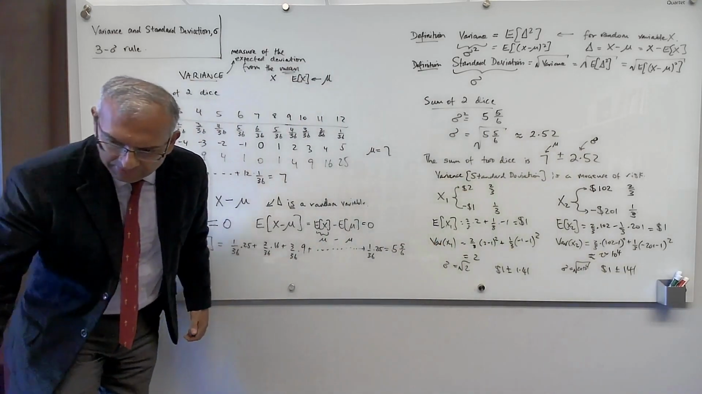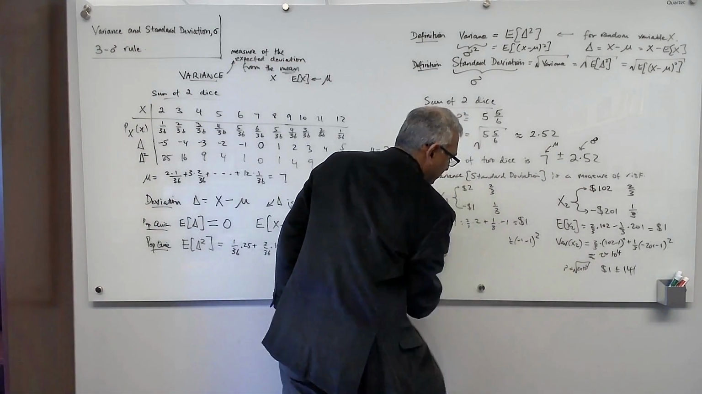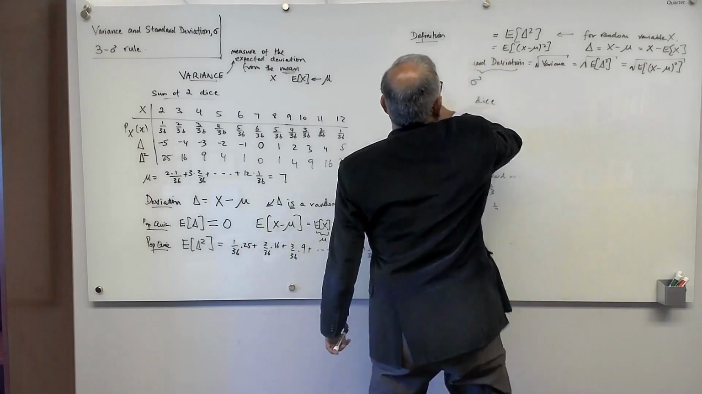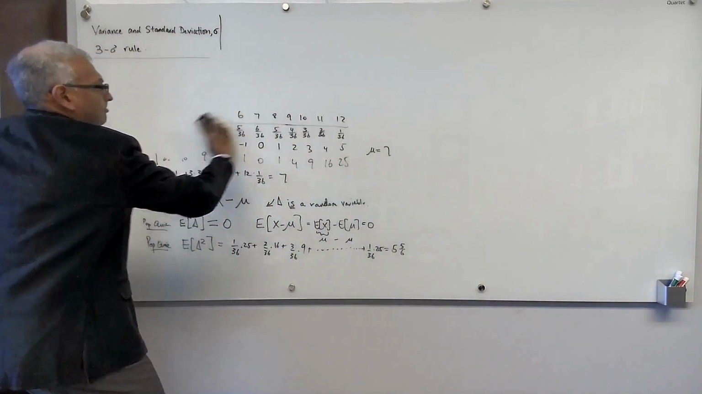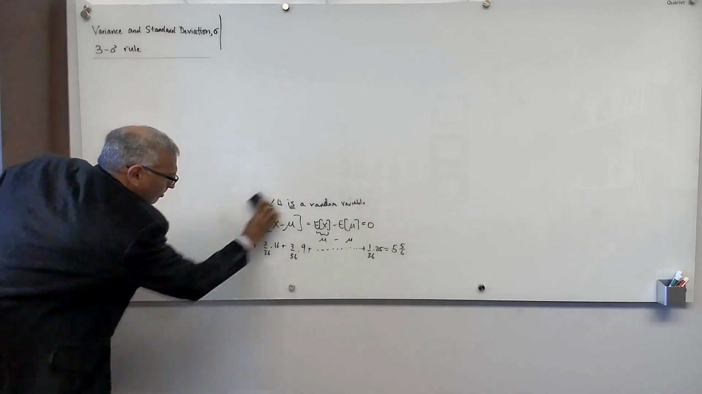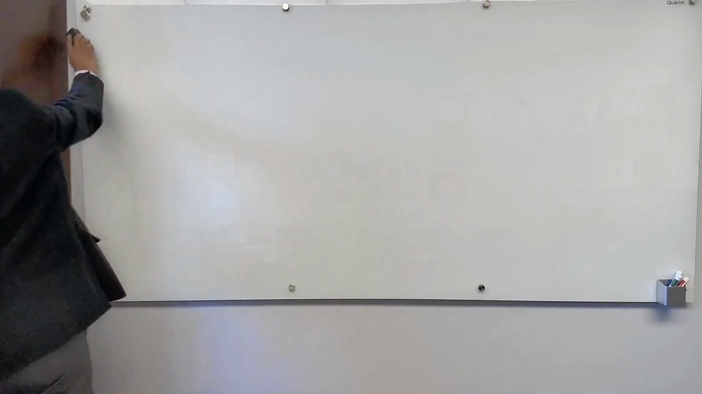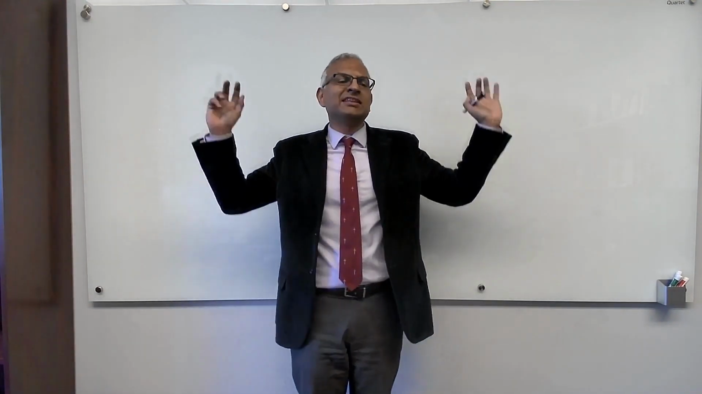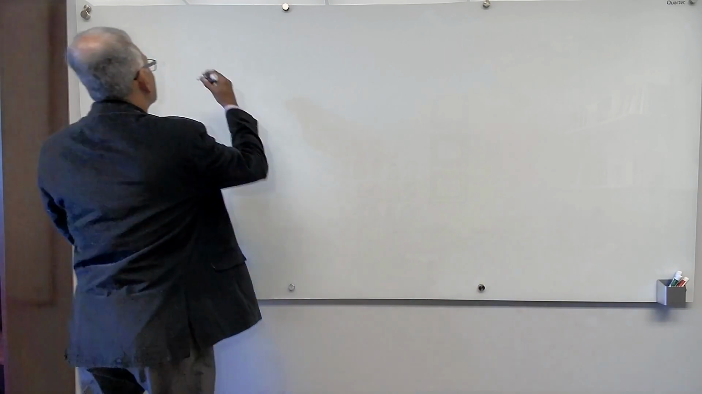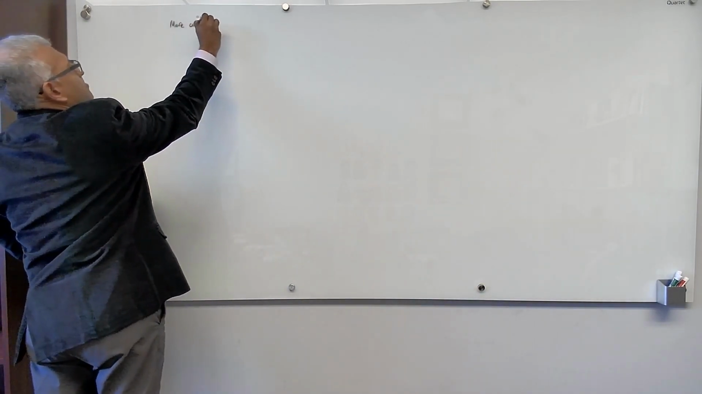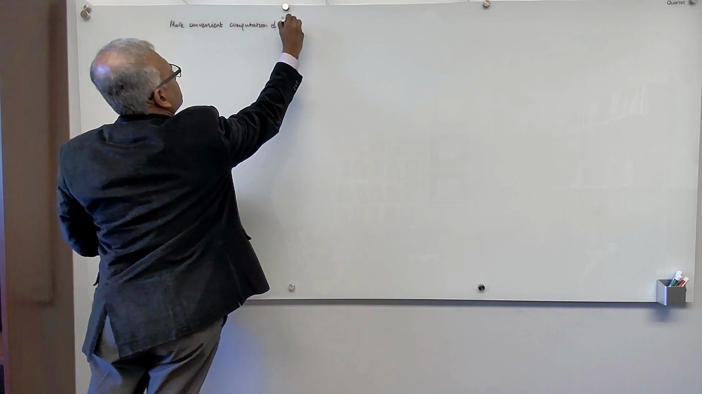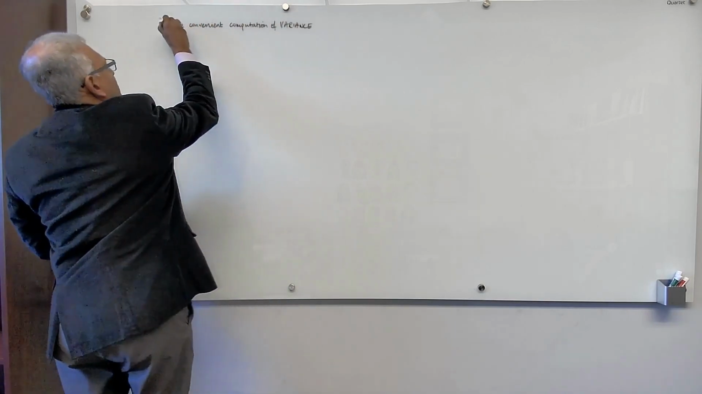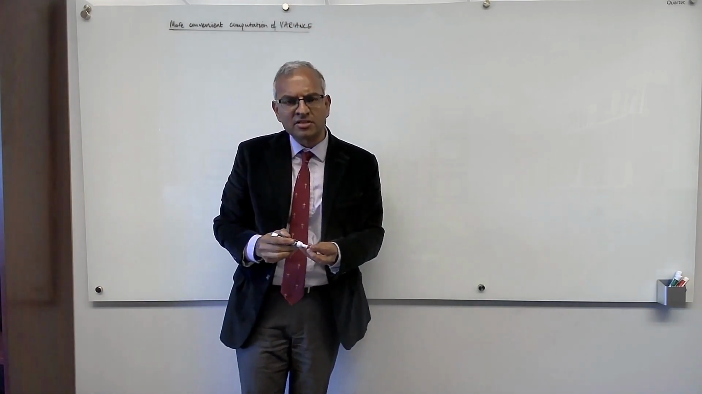Okay, so let's erase and come back and talk about computing the variance. We don't typically compute the variance from the expected squared deviation. There's often a more convenient way, which is what I'm going to describe. So, more convenient computation of variance. And this is often the way in which we do it. And when you understand the deviation, you first compute the variance and then take the square root.